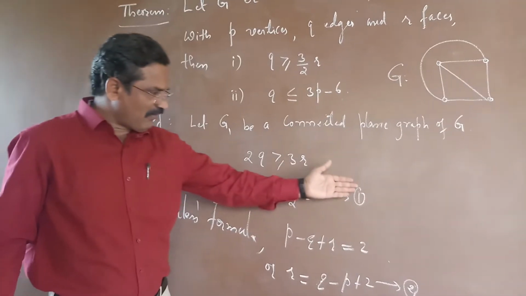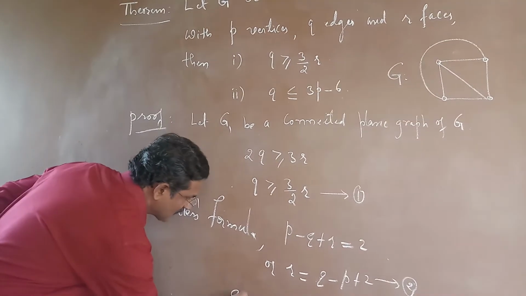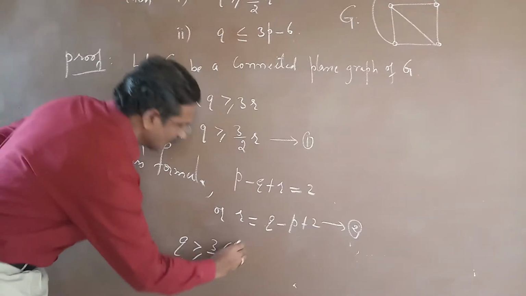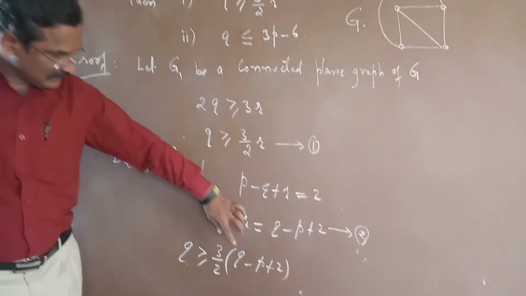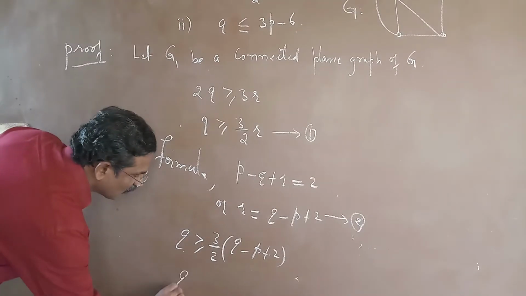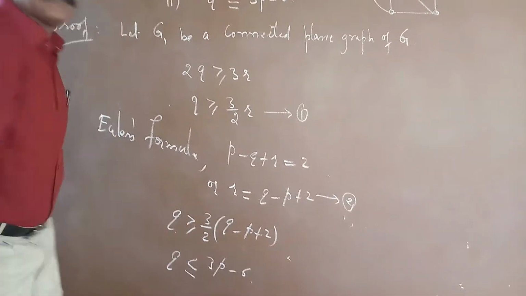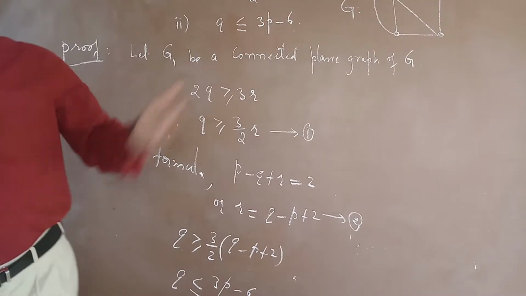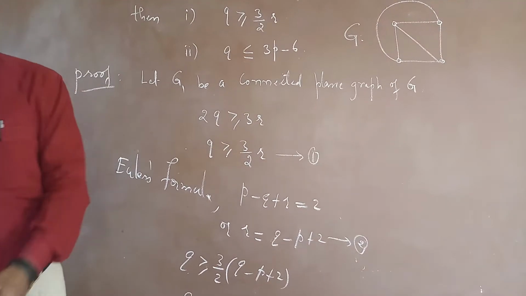Now, with the help of equation 1 and 2, what can we say? Q is greater than or equal to 3 by 2 times R, and R is Q minus P plus 2. Now, combining the terms of Q and simplifying, it is very easy to see Q is less than or equal to 3P minus 6. This is how we have proved one simple result. Now, we will consider a counter example of this result.